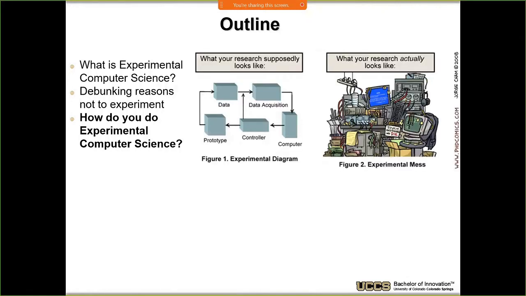So lots of people think that you have this model of a computer, a controller, some prototype, you do some data acquisition, and you go through this process, right? In reality, most experimental computer science is a pile of stuff connected together. In fact, not necessarily connected. They're really just a mess. I will tell you that from an experimental point of view, one of the most important things I can recommend to you is document your mess.